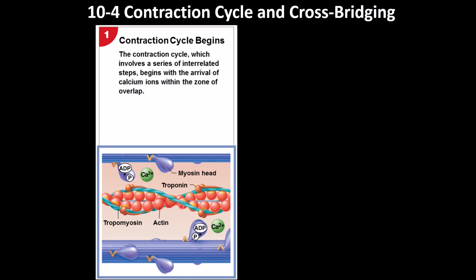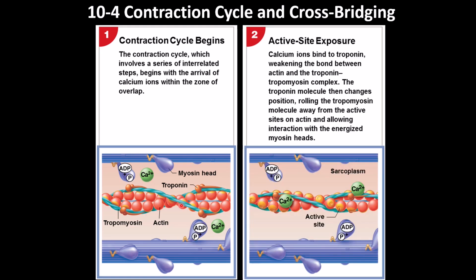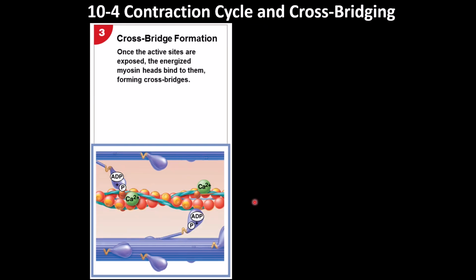So once the calcium enters the area, the calcium again attaches to the troponin. Troponin moves tropomyosin, and now the active site of actin is exposed. Once the active site of actin is exposed and the myosin head also has energy, it goes and attaches here. So that will cause the cross bridge, the attachment of the head of the myosin to the active site of actin.